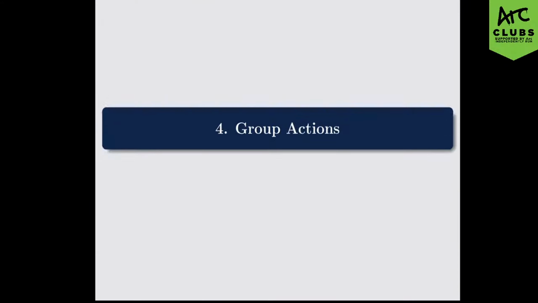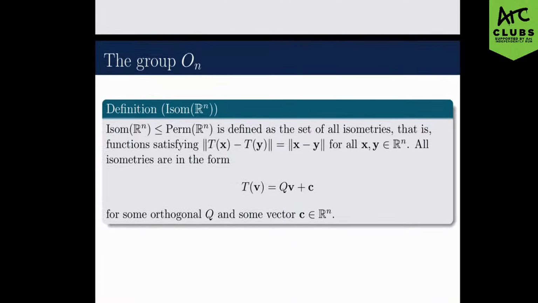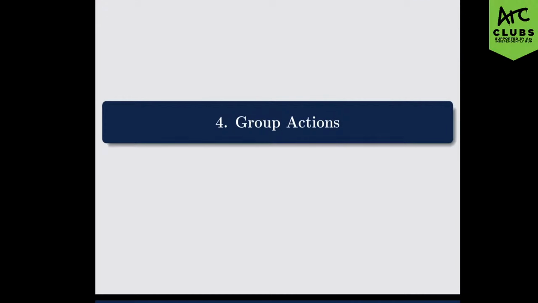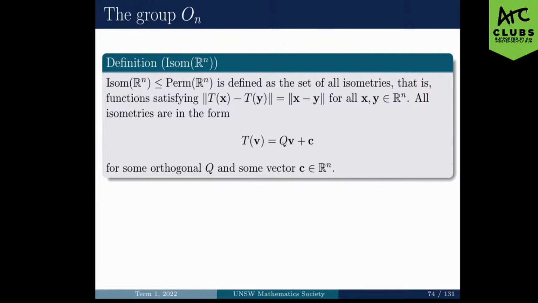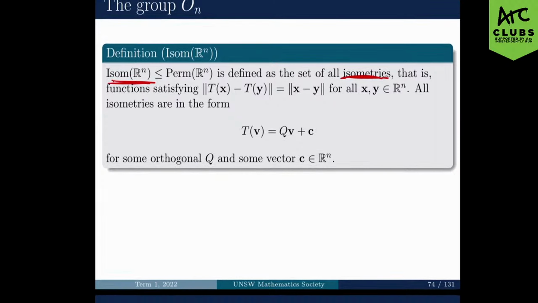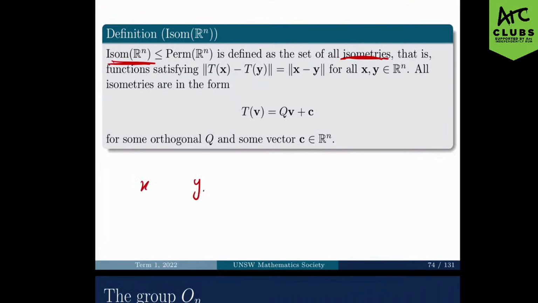But we'll move on now to group actions. Group actions are basically what happens when we take a group and use it to act on a set. But before we talk about that, we'll talk about one type of group action called isometries. The group of isometries is the set of all isometries, which is basically a set of functions that preserve distance. So if we've got x and y, and you map them to Tx and Ty, then the distance between these two will be equal to the original distance between them. And that's something we've hopefully seen before.